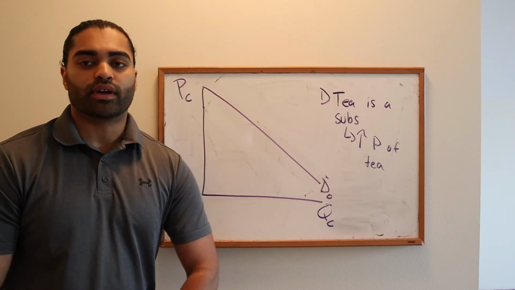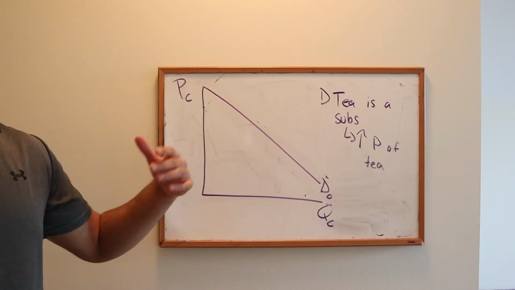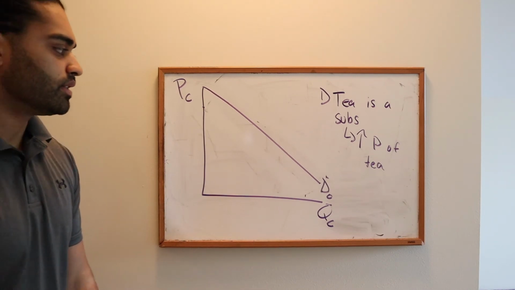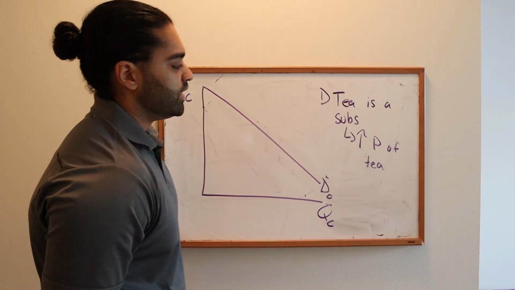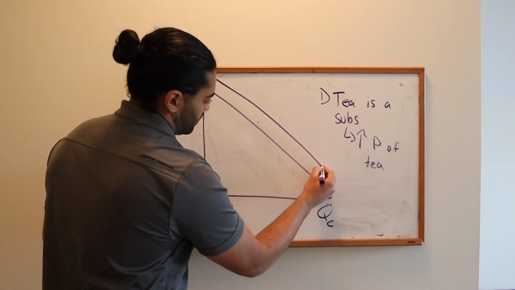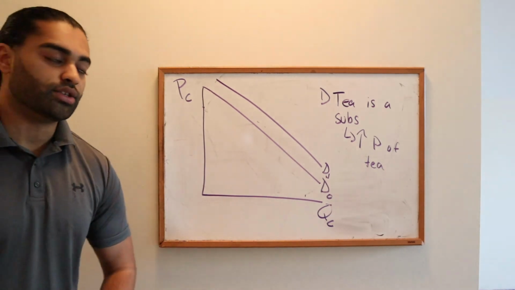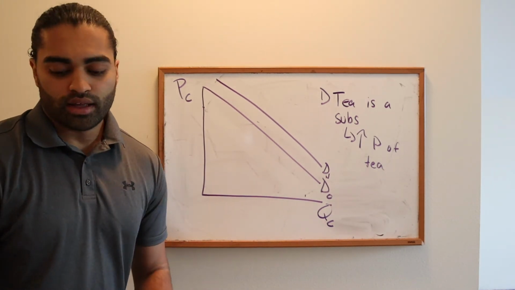What's going to happen to your demand for coffee? So we're looking at the market for coffee. That's the important thing. You're looking at the market for coffee. You want to analyze what happens because of this. So now, if the price of tea increases, our demand for coffee is going to increase. Why? Because coffee is seen to be cheaper in this case. You're going to go for the cheaper alternative.